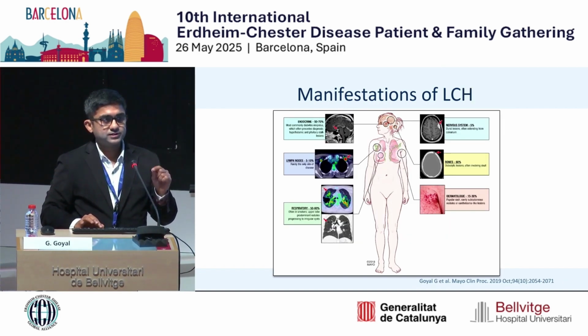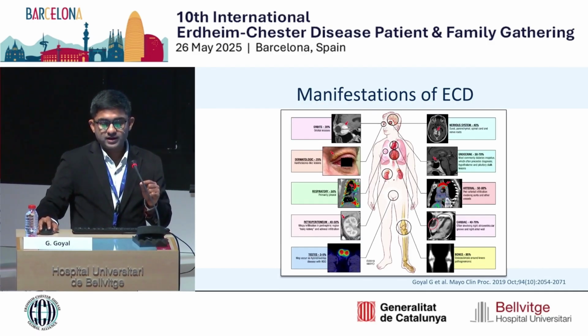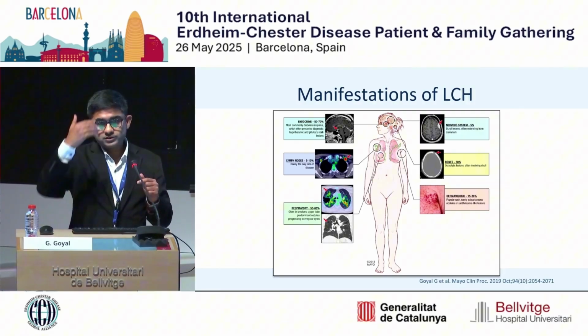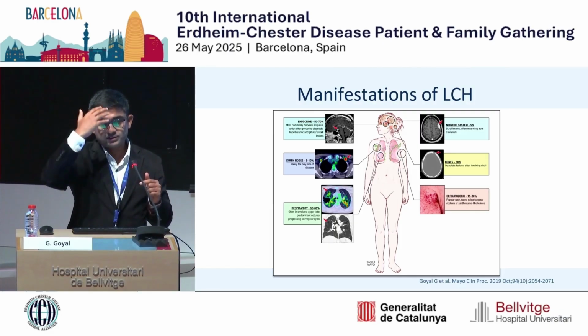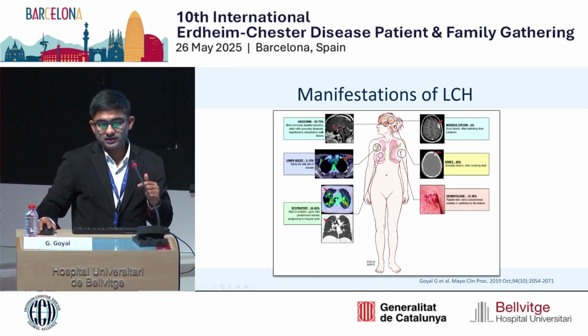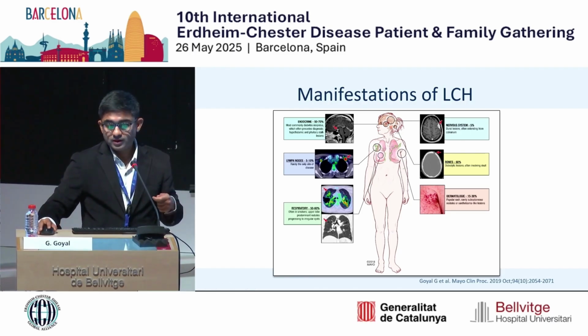Langerhans cell histiocytosis is different than ECD because while ECD involves the long bones of the arms or legs most commonly, LCH involves the bones of the center of the body, so the skull, jaw, hip, vertebra, and so forth. And a lot of times it's the skull involvement in the form of these clean, punched out, almost like scooped out lesions in the skull.